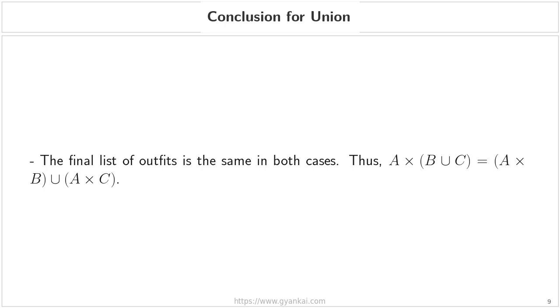In mathematical terms, we can conclude that A cross (B union C) equals (A cross B) union (A cross C). This confirms that the Cartesian product distributes over the union of sets, just as we predicted at the start of this example.